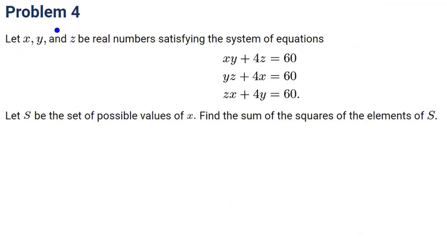AIME II 2023 problem number 4. Let x, y, and z be real numbers satisfying the system of equations. We have xy plus 4z equals 60, yz plus 4x equals 60, zx plus 4y equals 60. Let S be the set of possible values of x. Find the sum of the squares of the elements of S.